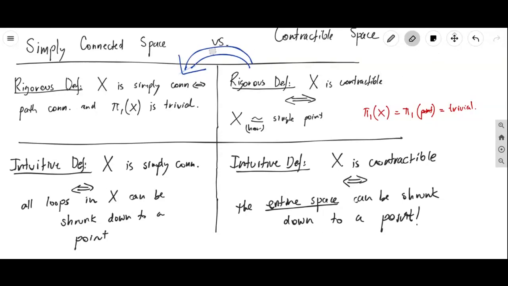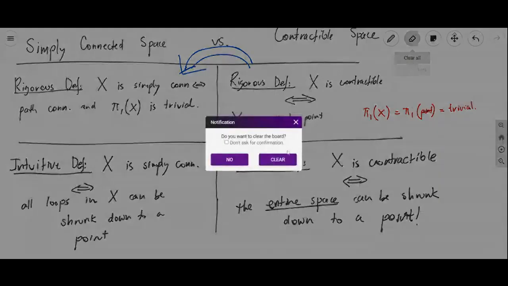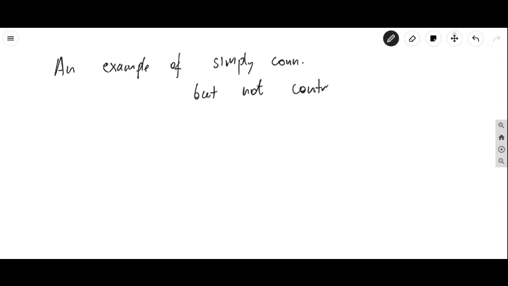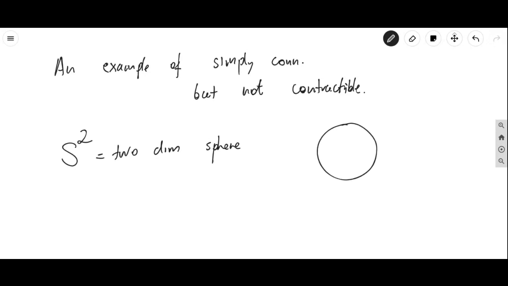Now, what's the example that shows you something that is simply connected but not contractible? You should be able to find this example. You can even pause the video and take a few minutes to think about this. So here's the example. The example is S2, the two-dimensional sphere. This is not contractible. So let's look at the picture for why that's the case.